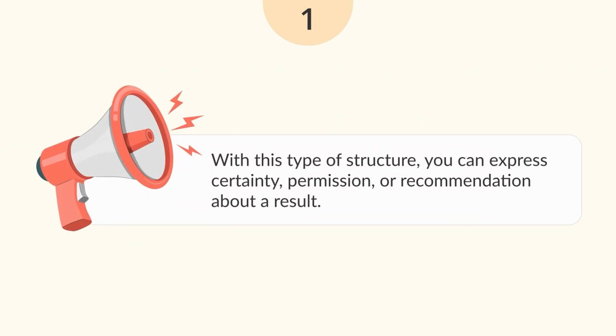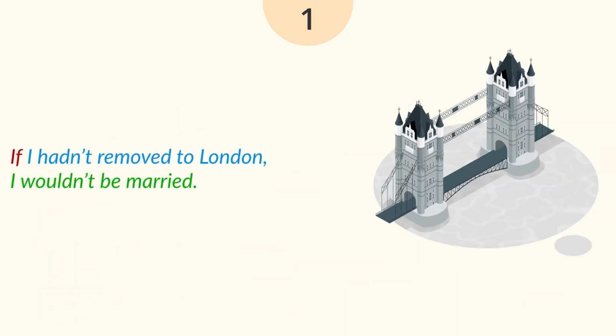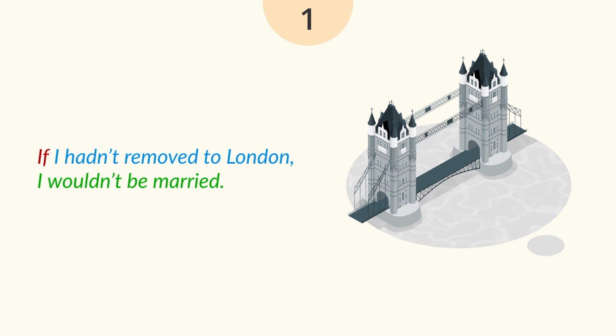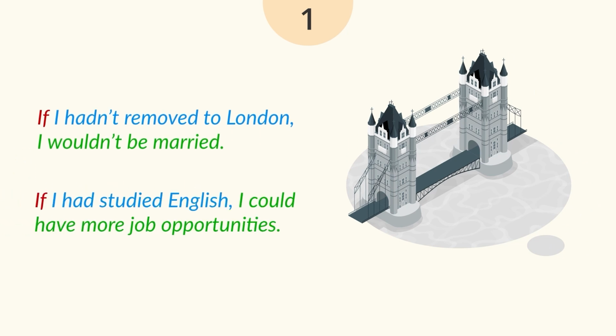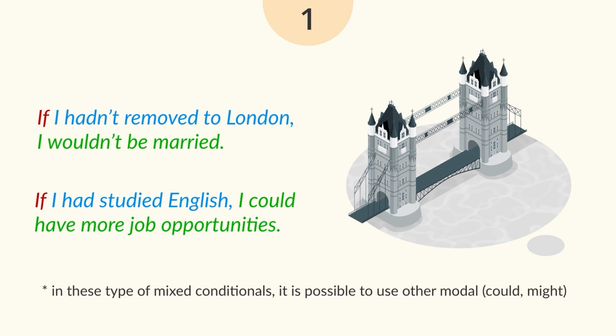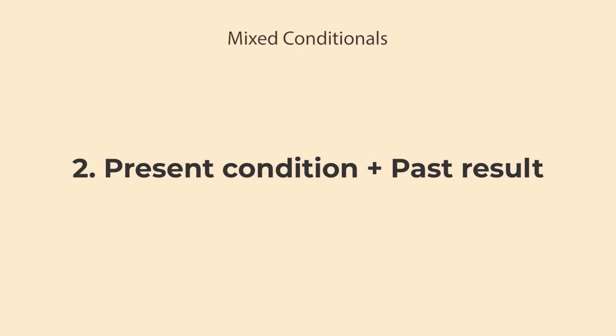As you can see, with this type of sentence structure, you can express certainty, permission, or recommendation about a result. More examples. If I hadn't moved to London, I wouldn't be married. If I had studied English, I could have more job opportunities. In these types of mixed conditionals, it is possible to use other modals, could, might. Let's move to mix 2.